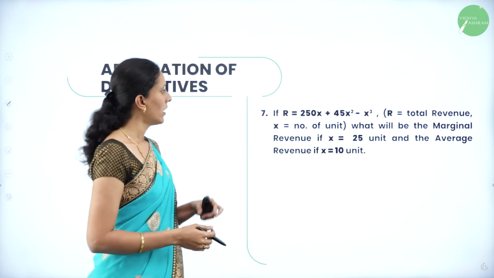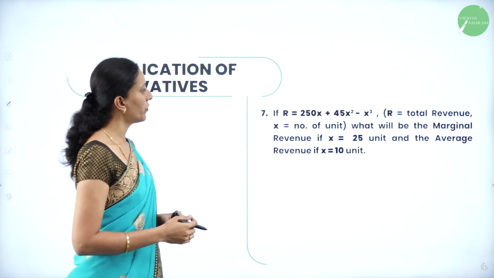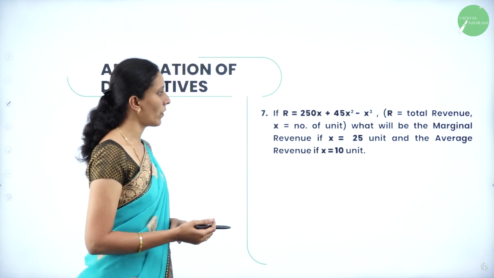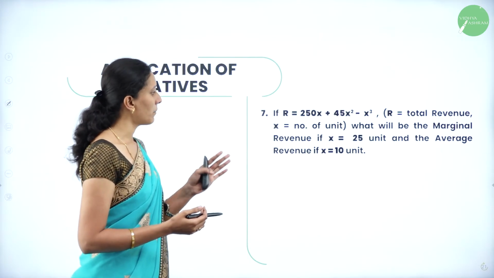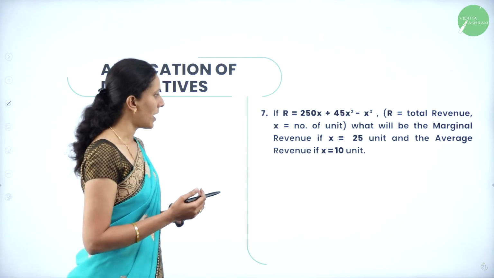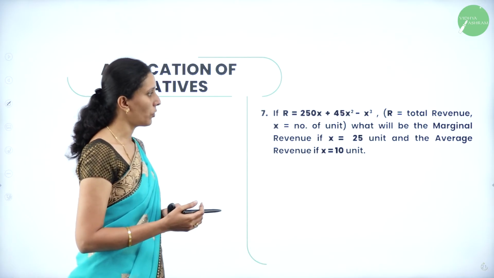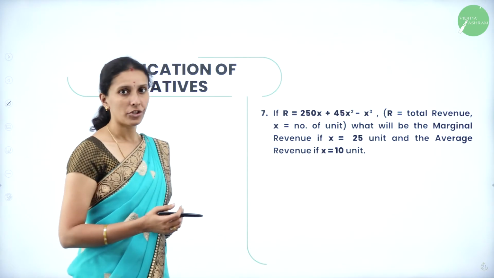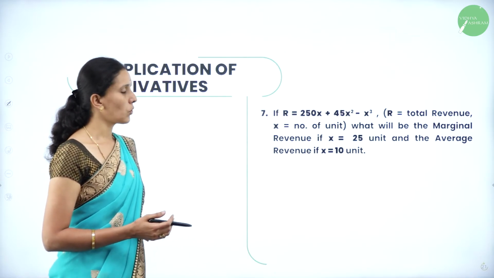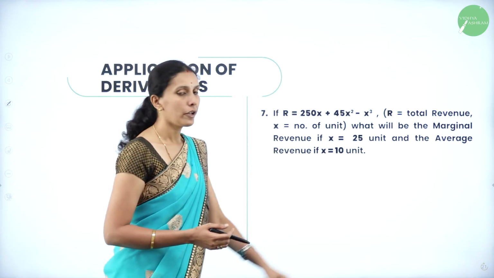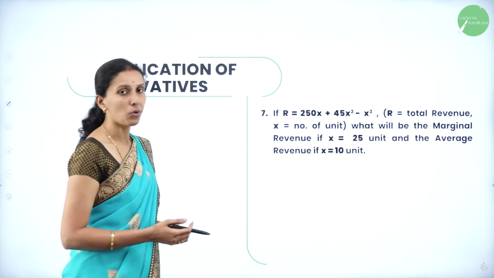Next question. If R is equal to 250x plus 45x square minus x cube, where R is the total revenue and x is the number of units, what will be the marginal revenue if x is equal to 25 units and the average revenue if x is equal to 10 units. Now they have given the total revenue. Marginal revenue is the derivative of the total revenue.